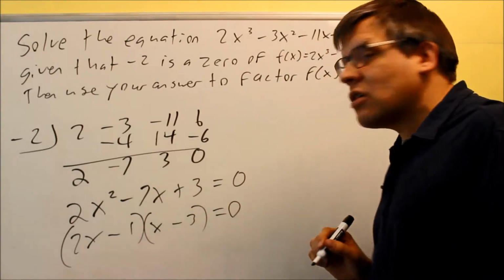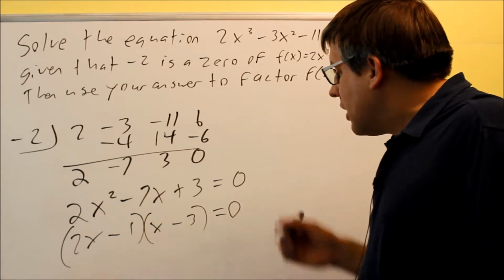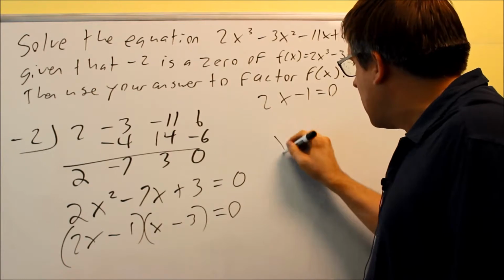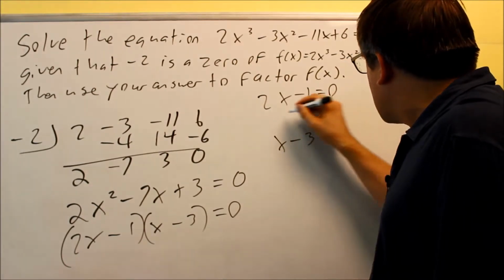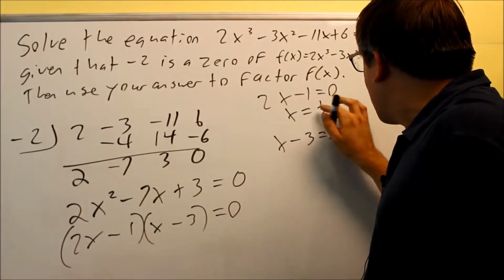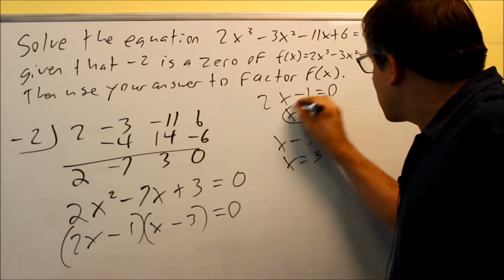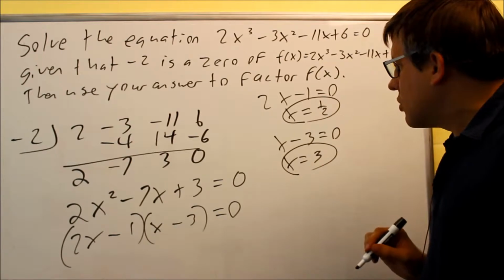So now I'm going to set this equal to 0 also, and I'm going to get my other answers. I get 2x minus 1 equals 0, and x minus 3 equals 0. So I get x is equal to 1/2, and I also get x is equal to 3. That's going to be the other answers to this question.